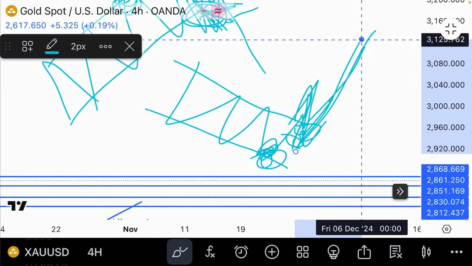Usually I just target a 1:3 when I'm trading currencies. With synthetic indices, I target the nearest support or resistance level that I know the market will struggle at, right? But with currencies, I usually just target a 1:3 ratio and I'm out. I'll get to show you all that, right?